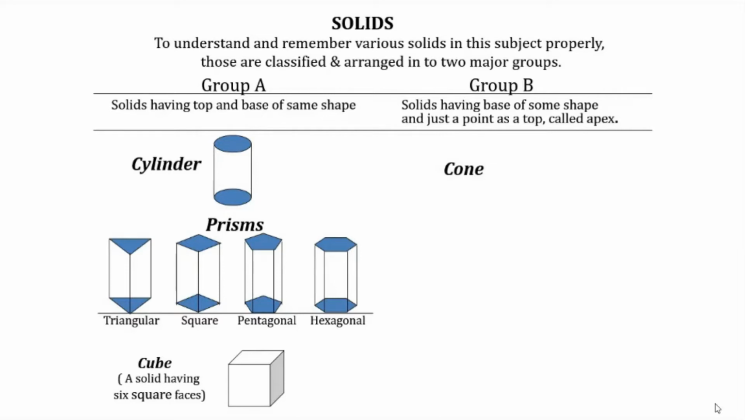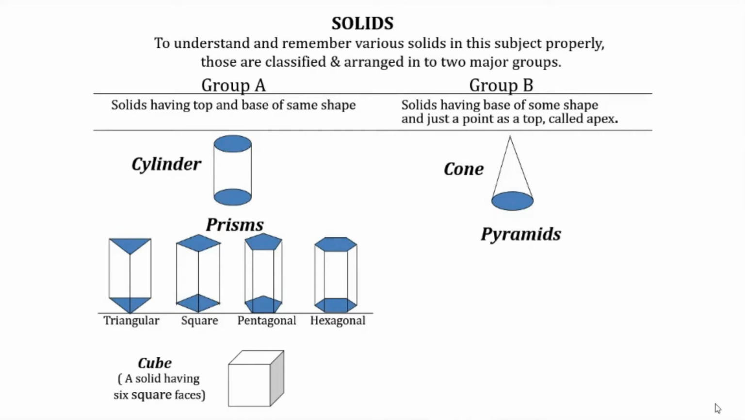And in group B, similar to the cylinder, there is a cone. A cone is a shape in which the base is a circle, and the top is a point, which is called the apex.